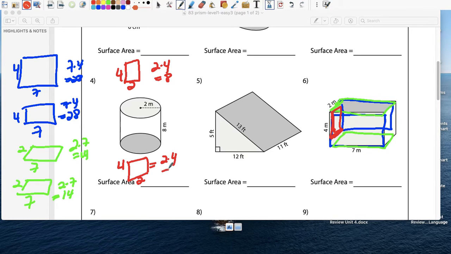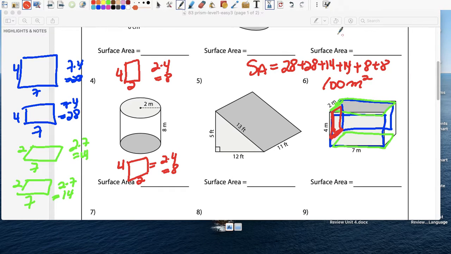2 times 4, which equals 8. So now we can add. Surface area equals 28 plus 28 plus 14 plus 14 plus 8 plus 8. All right, I add those. 28 plus 28 plus 14 plus 14 plus 8 plus 8 equals 100. Ooh, nice number. 100 meters squared is my total.